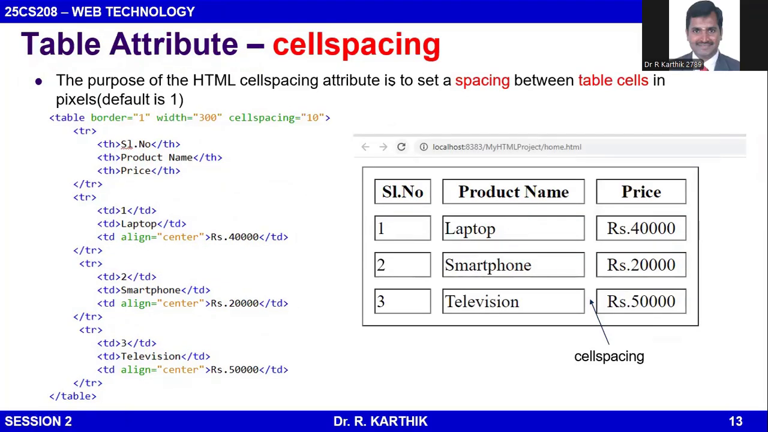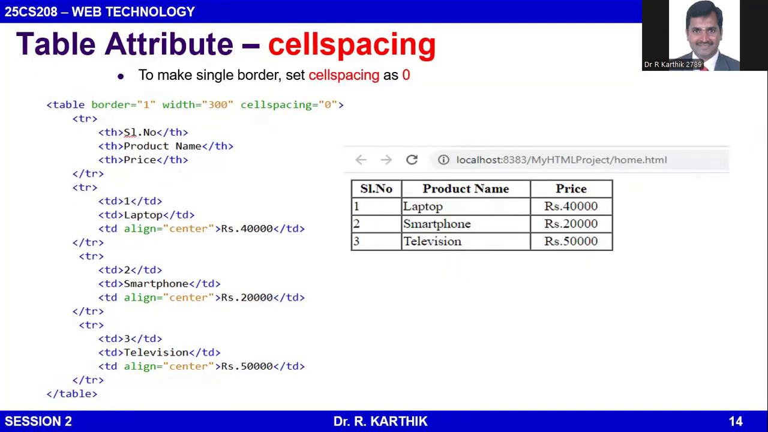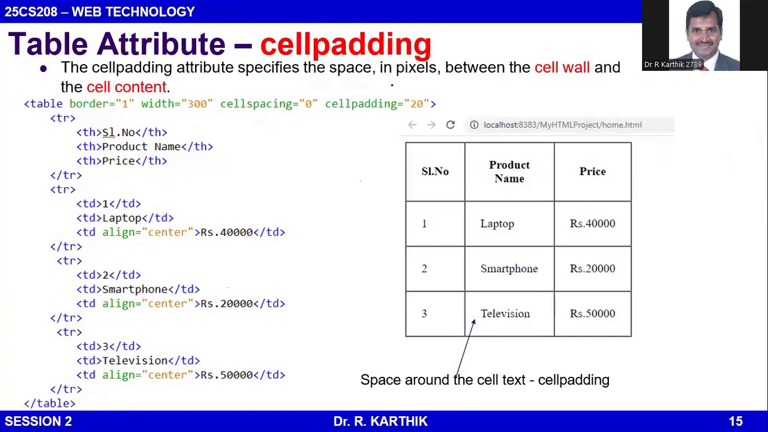Then what is cell spacing? If I want to create a space between each cell, go with cell spacing. Where to write this? Inside the table tag, write cellspacing equal to some number. So it creates space between each cell. That is the cell spacing concept. If the cell spacing is equal to 0, it's simply like a normal table. Cell padding is also possible. Cell padding means the cell wall and cell content will appear like this. That is cell padding.